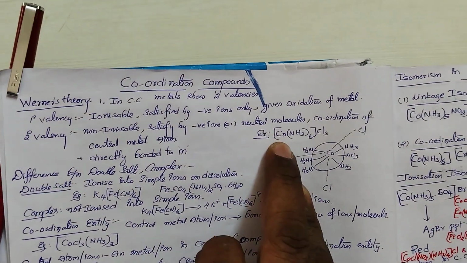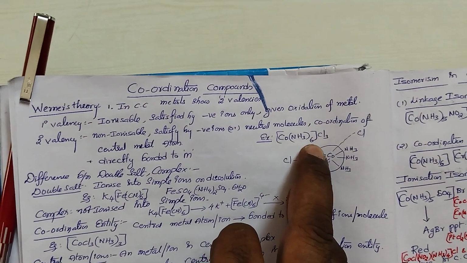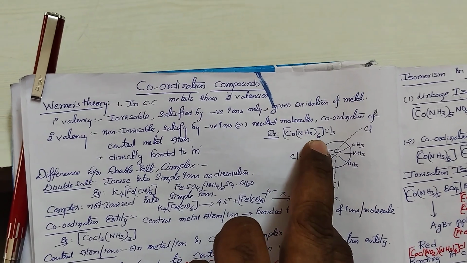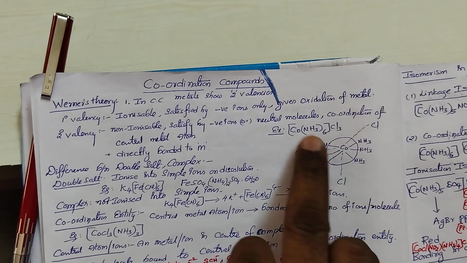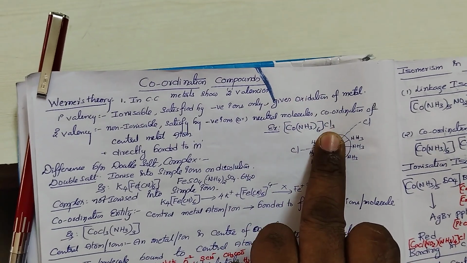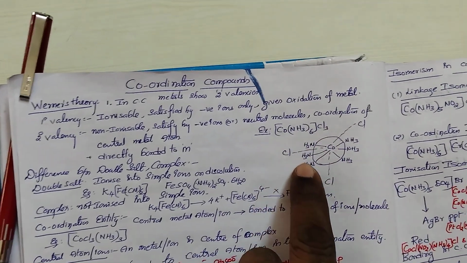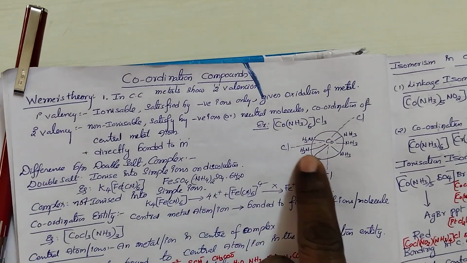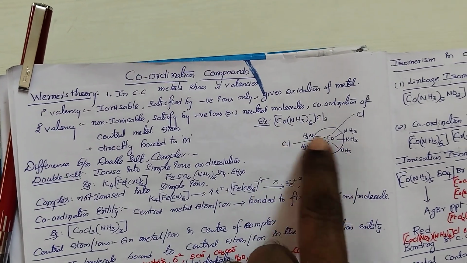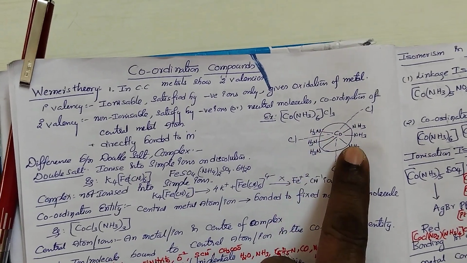So in this cobalt complex, NH3 is attached directly to the central metal atom. The 3 chlorine atoms outside are attached very weakly with a dotted line. The primary valency is represented with a dotted line, and the secondary valency with a normal line.